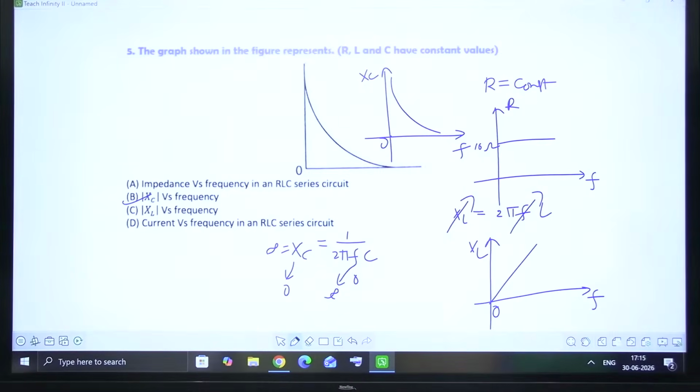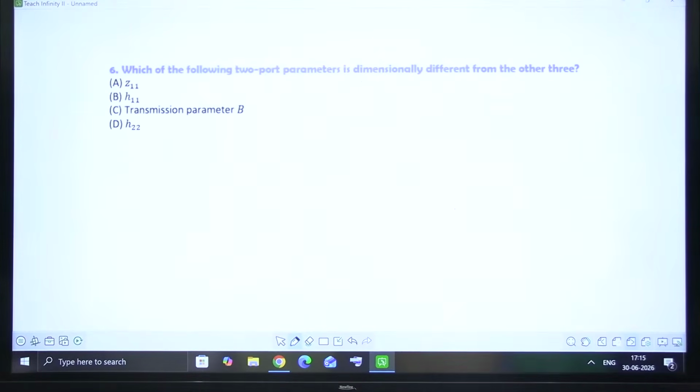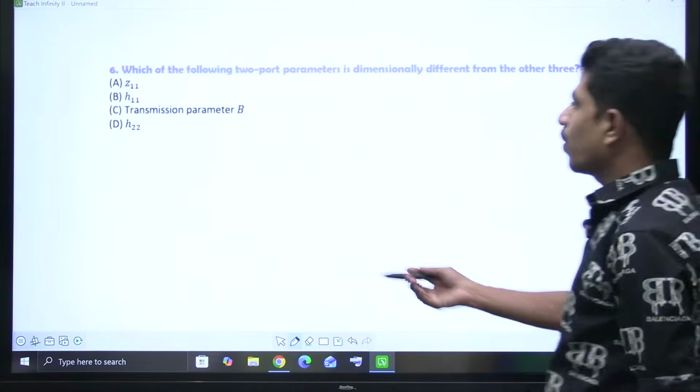Yes, it's a pretty simple question. All these are previously asked questions, not my own questions. So which of the following two-port network parameters is dimensionally different from others? Okay.